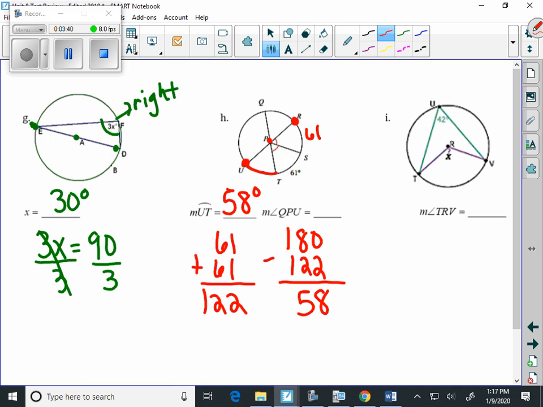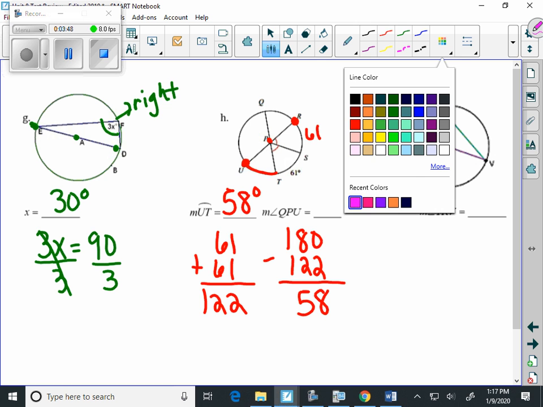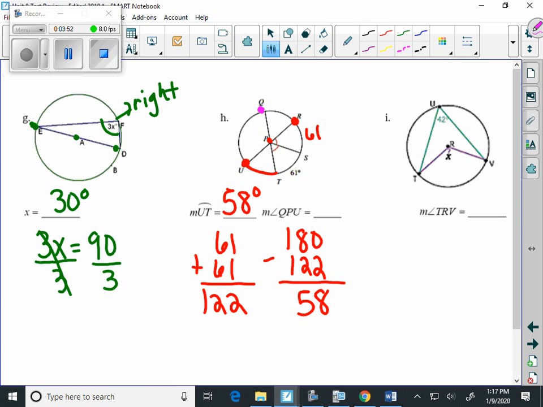We also want to figure out how big QPU is. So let me switch colors here. We want to figure out this angle right there. If we look closely, what we just determined is that this arc was 58, which consequently means that this angle is 58. I couldn't write it in very well. But over here, as a vertical angle, is angle Q. QPR is also 58 because it's a vertical angle.